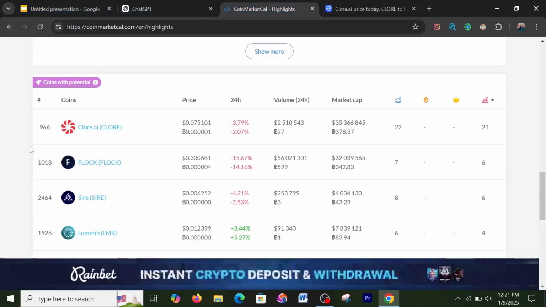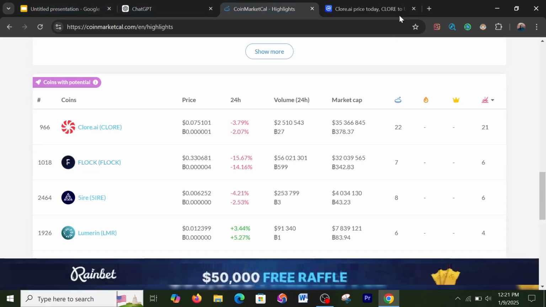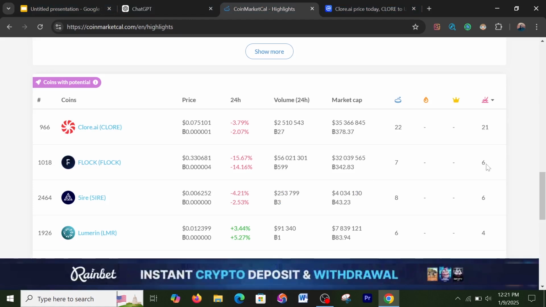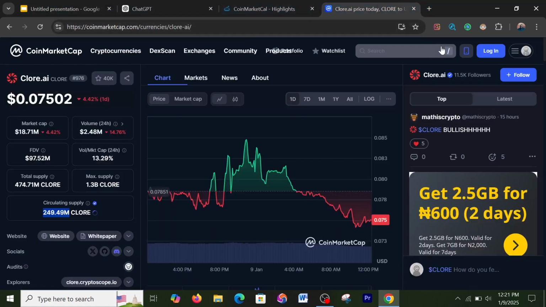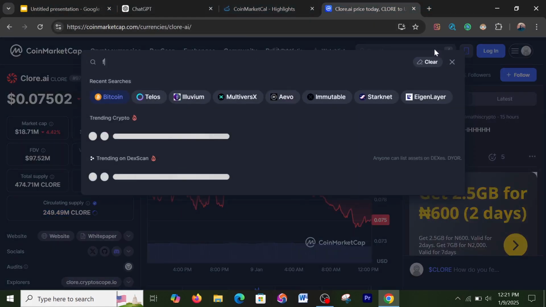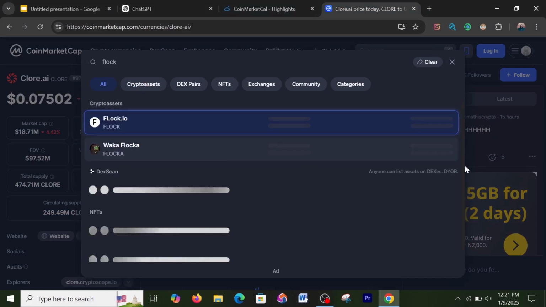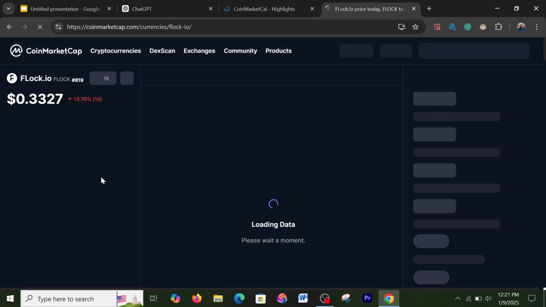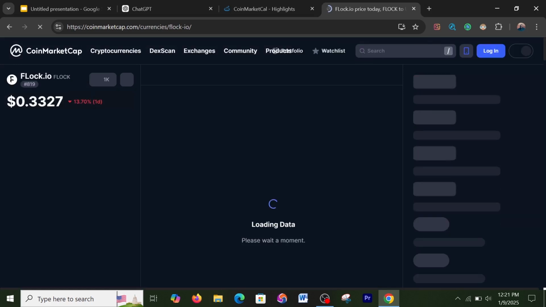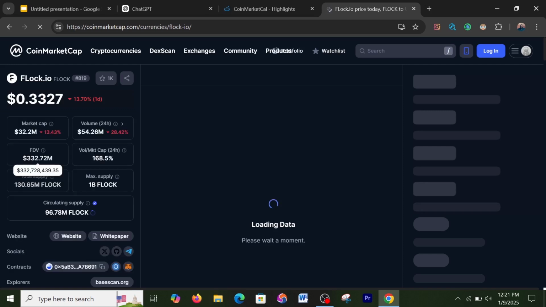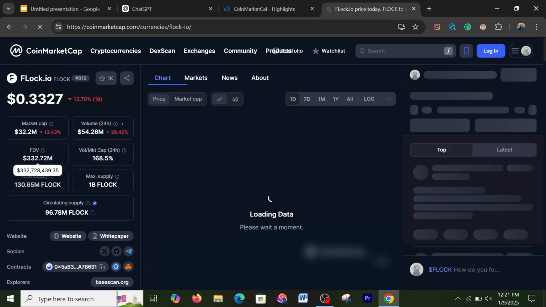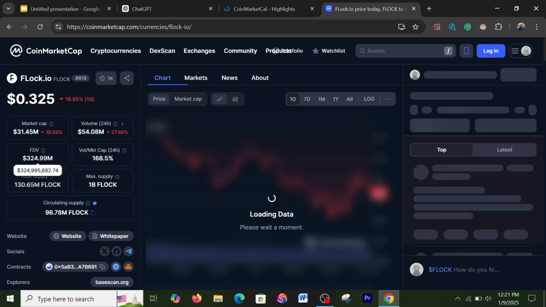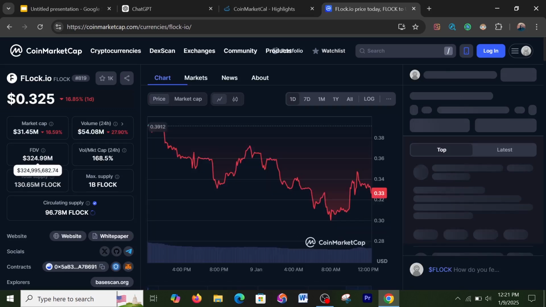Let's look for another token, Flock. Let's see, it has 7 upcoming news, 6 of them are catalysts. Flock.io. So let's see if this has what we're looking for. It still doesn't. Flock circulating supply is just 96 million. Max supply is 1 billion. And total supply is 130 million. This is not it. This is not what I need.